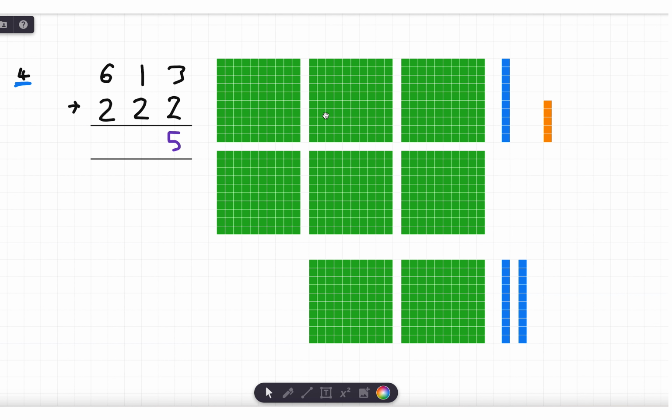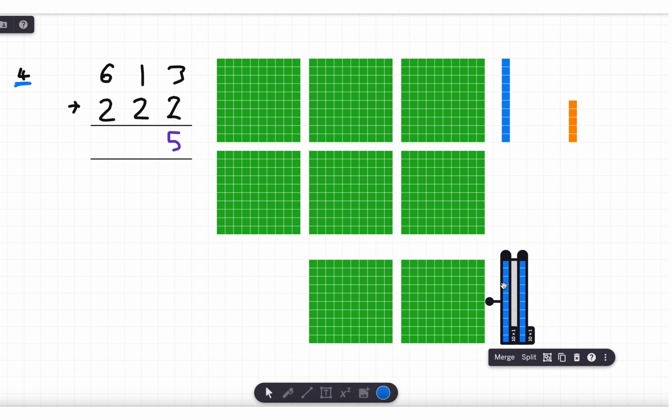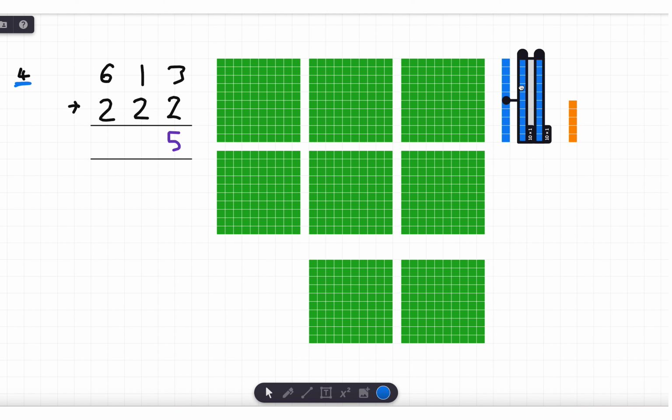And you notice that we're not going over into the tens, which is why we don't need regrouping, because this answer here is below 10. So 3 plus 2 is 5. There's nothing to carry over, so we just look at the tens column. We have 10 plus 2 tens gives us 3 tens. And then finally in the hundreds column, we have 6 hundreds plus 2 hundreds gives us 8 hundreds, with our final answer being 835.